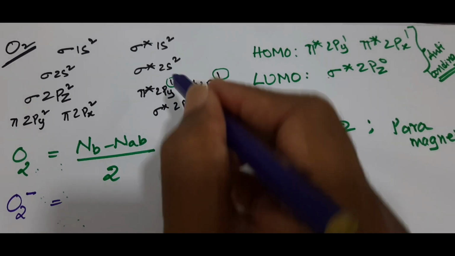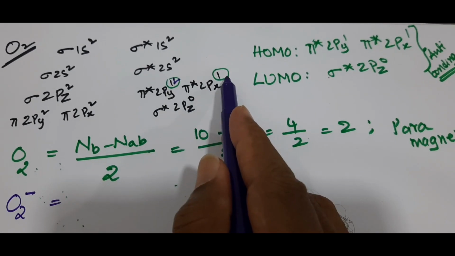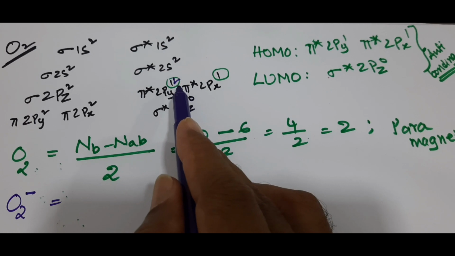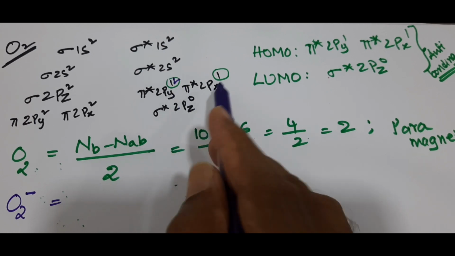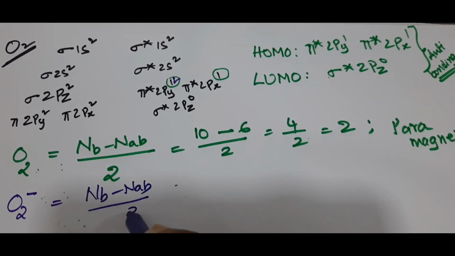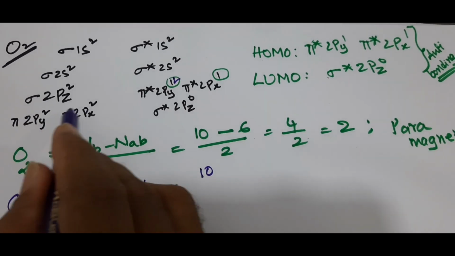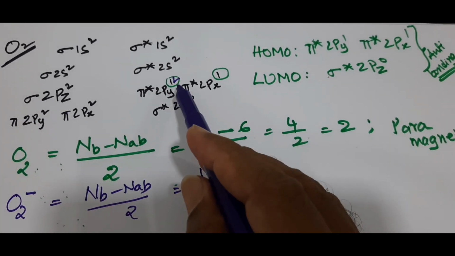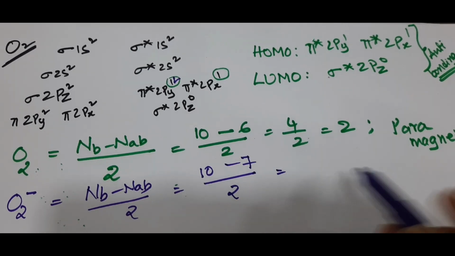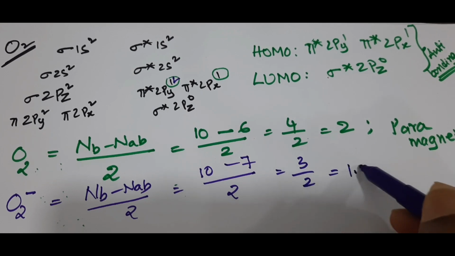That new electron will enter here only, either this one or this one, because these two have the same energy. So the newly added electron enters into the anti-bonding. So bond order is (NB minus NAB) by 2. NB means 10. Bonding electrons will not change, but one electron is added to anti-bonding, so it will become 7. Therefore 3 by 2, so bond order will be 1.5.